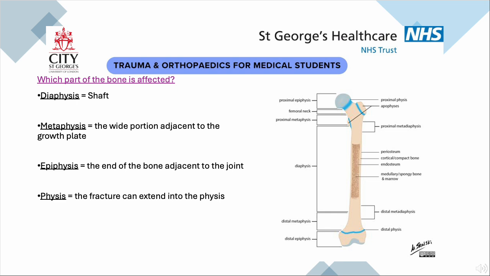You still have your diaphysis, which is the shaft of the bone, and then above and below that, you have your metaphysis, which is the wider portion of the bone, which tends to be slightly softer cancellous bone. But just adjacent to the metaphysis, you have your physis, your growth plate, and then above or below the physis, depending which end of the bone you're looking at, you have your epiphysis. And it's important to be aware of these areas because if a fracture is extending or involves the physis, this can cause problems with the growth of the bone long term.